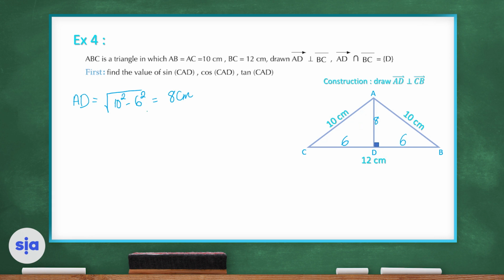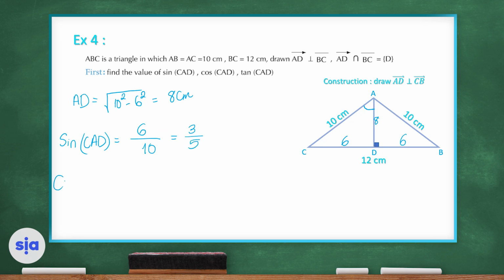How can we find sine CAD? Sine CAD equals, here is angle CAD. So we know that sine is the opposite over hypotenuse. So it's the opposite, which is CD, that is 6, over the hypotenuse, which is AC, that is 10. If you simplify this, it would be 3 over 5.